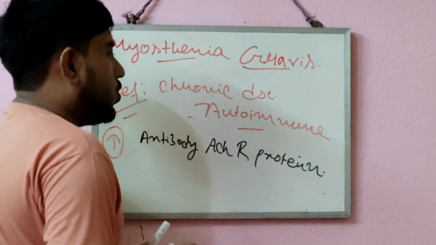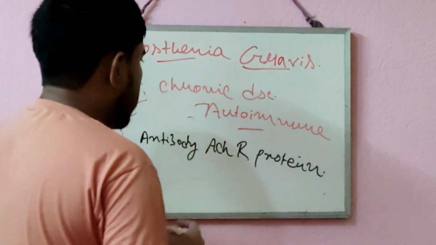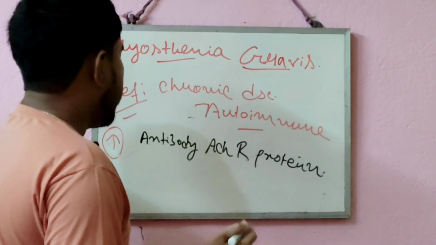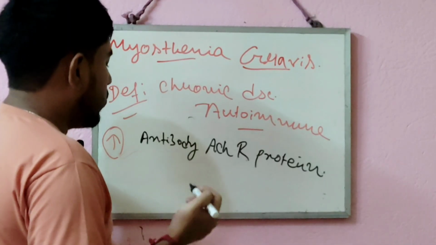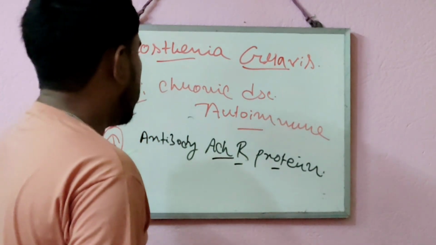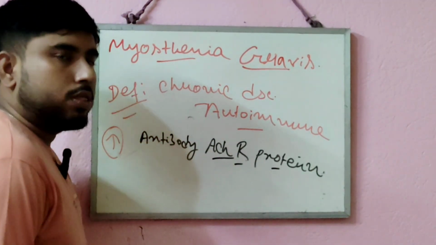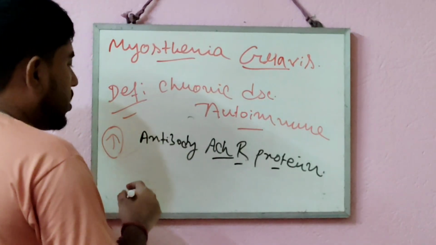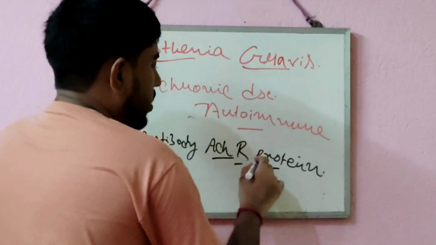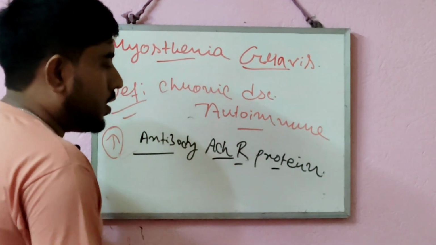So what takes place in this autoimmune disease, myasthenia gravis? Our immunity shows a hyper reaction and thinks our own acetylcholine receptor protein, which is very important for muscle, is a foreign or toxic antigen. So our immune system starts to produce antibody against the acetylcholine receptor protein, and the antibody binds to the acetylcholine receptor protein.